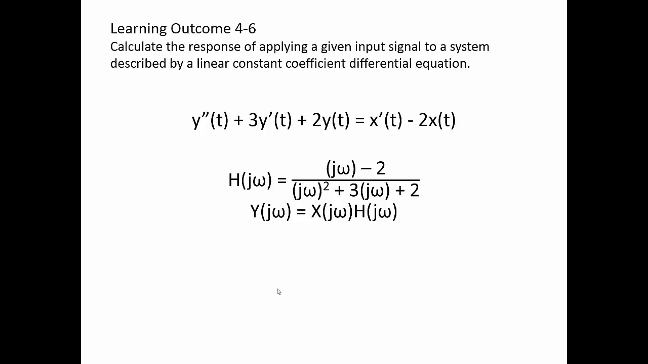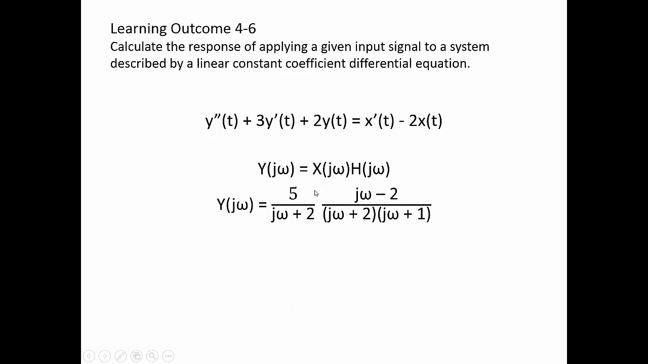Okay, students have requested some more difficult examples in these videos. So what if instead I made the input x of t equals 5e to the negative 2t u of t? Looks pretty similar, but it's a little bit more difficult to solve. Our x of j omega, again, please go look at your table 4.2. We take that x of j omega, we substitute it in. We have our h of j omega, substitute that in.